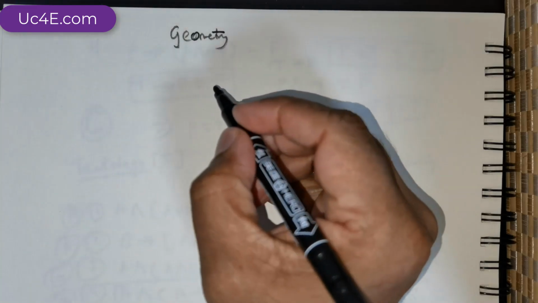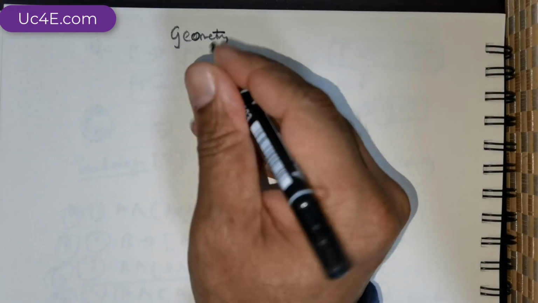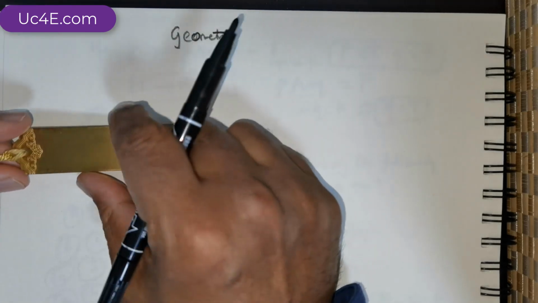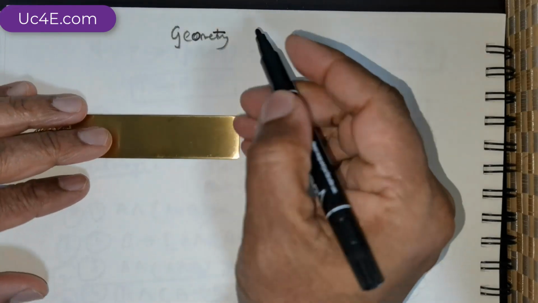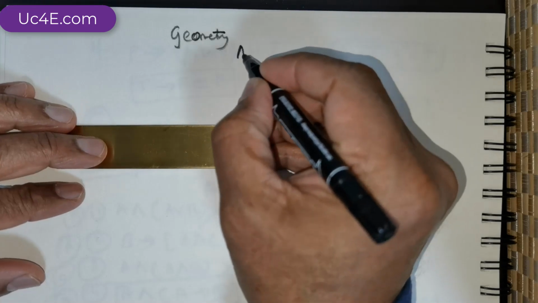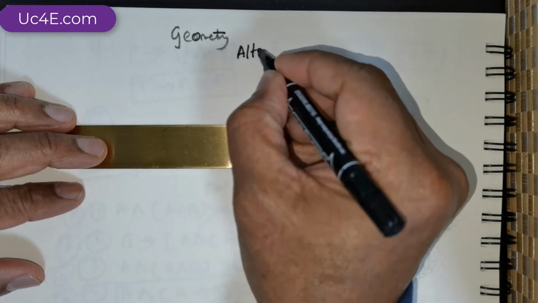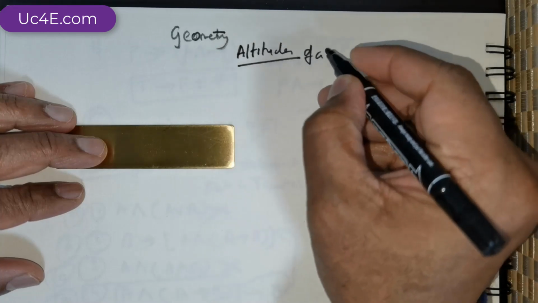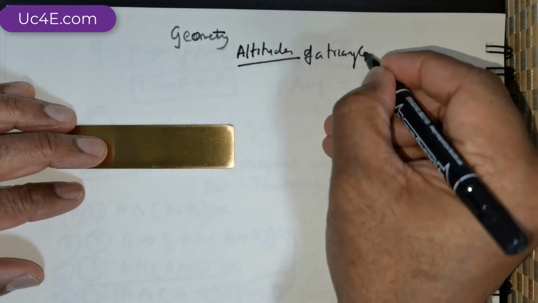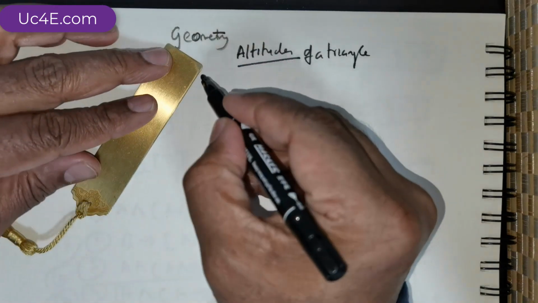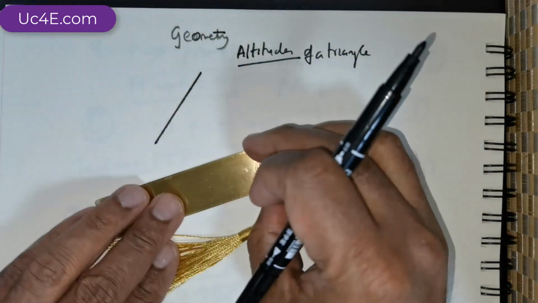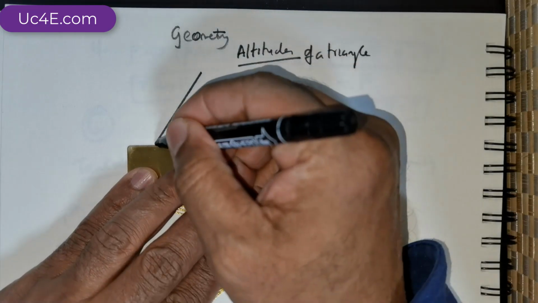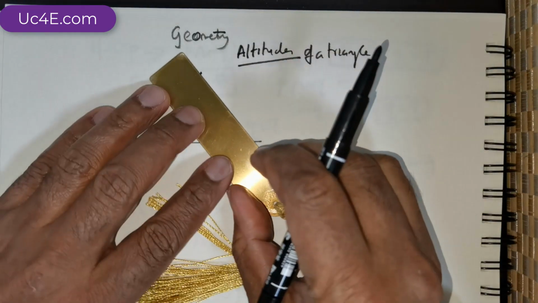Hi everybody, we've been continuing our study on properties connected with geometry, and in this context what we will look into is the concept of altitudes of a triangle. Now if I were to draw a triangle, there are a few important concepts you will have to know about a triangle.